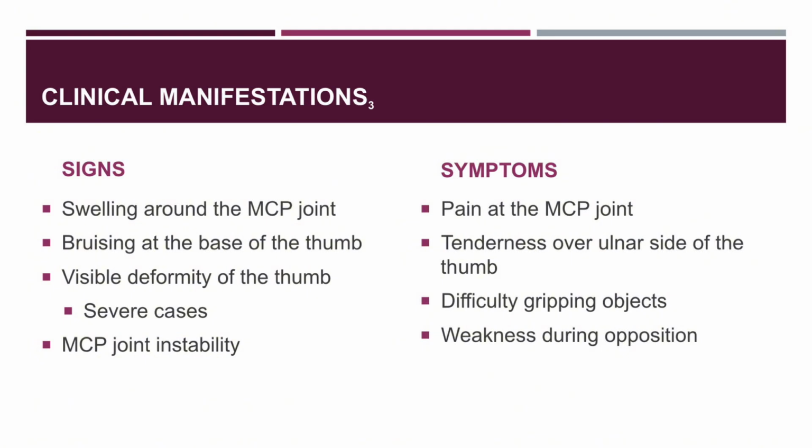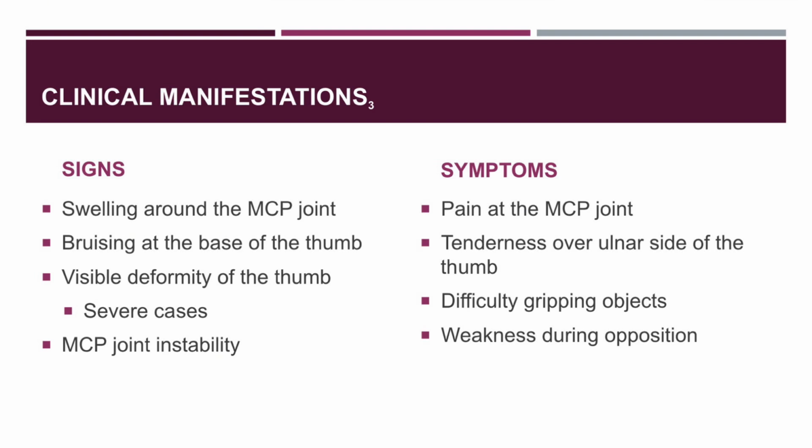So the clinical manifestations of this condition. So with a UCL sprain of the thumb, you may notice swelling around the MCP joint due to inflammation, as well as bruising at the base of the thumb, which may extend into the palm. In severe cases, you may notice a palpable gap, which can be felt at the UCL, indicating a complete tear. And so this would just be the visible deformity. And then obviously it will cause a lot of joint instability at the MCP joint.